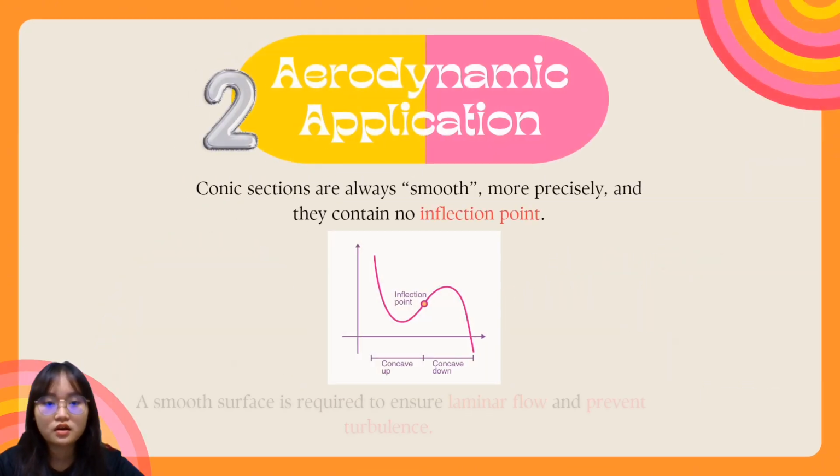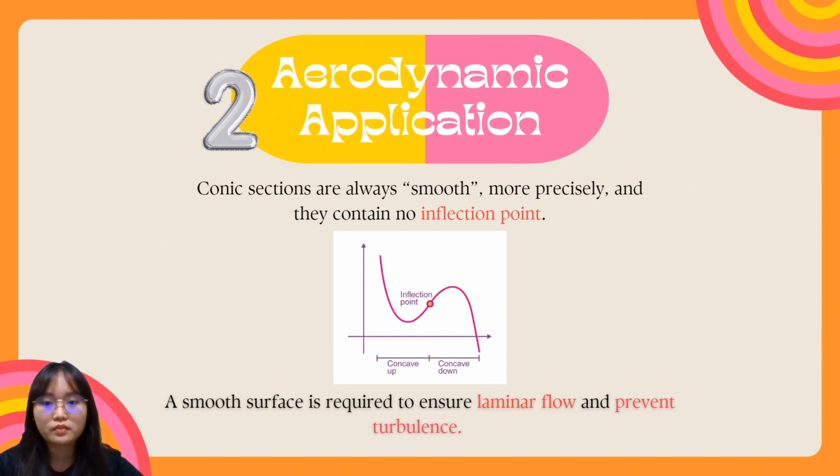In addition, conic sections are always smooth, and more precisely they contain no inflection point. The picture in the middle shows the inflection point. An inflection point is the location where a curve changes from sloping up or down to sloping down or up. A smooth surface is required to ensure laminar flow and prevent turbulence. Therefore, we can note that conic sections are also very important in aerodynamic applications, for example, the aircraft, wind turbines, propellers, and ground and marine vehicles.